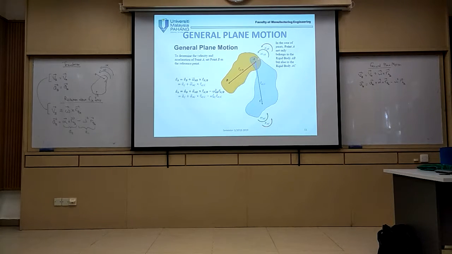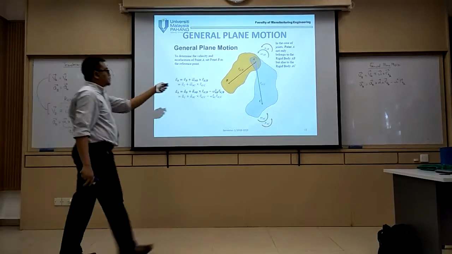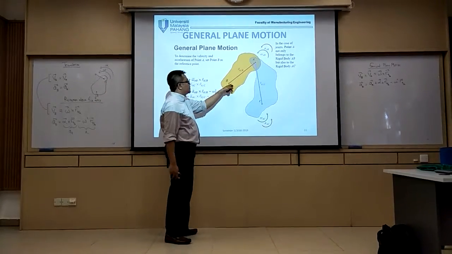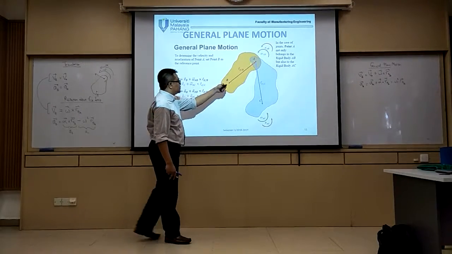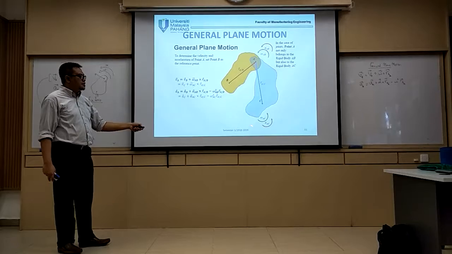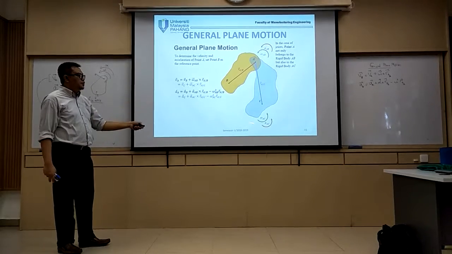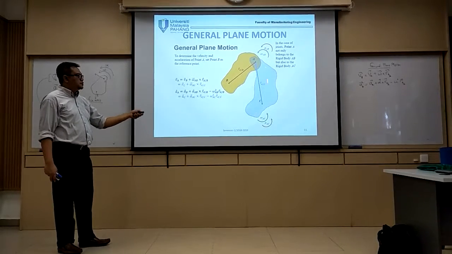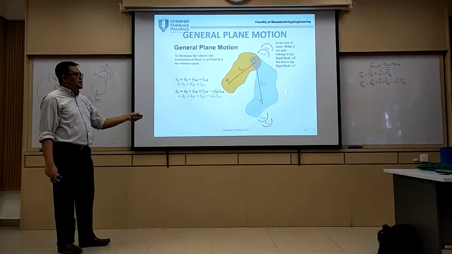Then for angular acceleration, they will also have different angular accelerations. So this is the angular acceleration for the yellow rigid body, and this is the angular acceleration and velocity for the blue rigid body, which has points A and C.